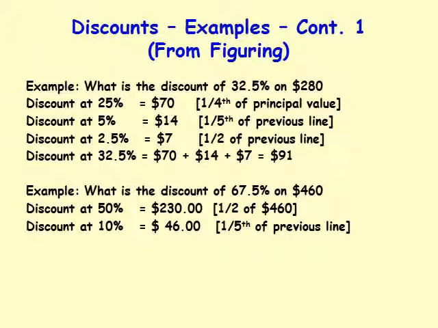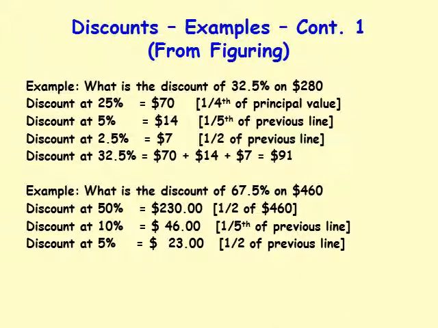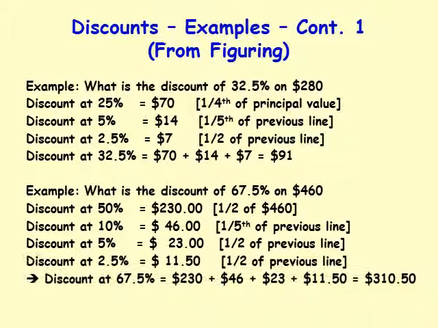Okay, so how much do we have left? We've got 7.5% left. Okay, 5% is half of this line, $23. 2.5% is half of that previous line, $11.50. Okay? And the discount at 67.5% is equal to 230 plus 46 plus 23 plus 11.50, which is $310.50. Okay, let us continue here.